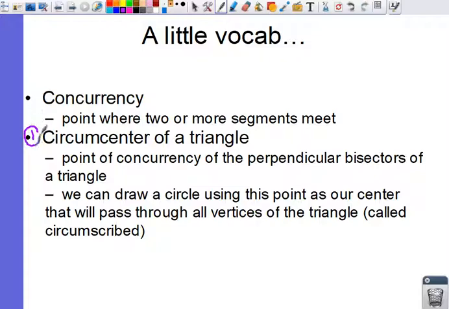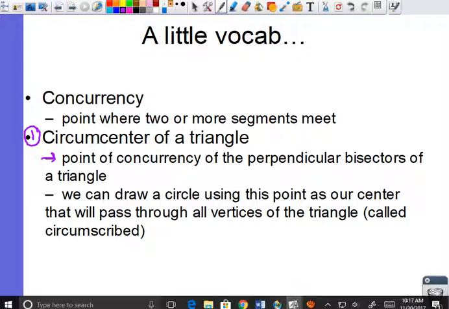This is the first center of a triangle. There's going to be four of them that we're going to study. So this would be a good time to remember what's going on with this. So, official definition that you probably should know, it's the point of concurrency of the perpendicular bisectors of a triangle. So we draw the perpendicular bisectors, and then we can use the point where they all meet to draw a circle, using that point as our center, that will pass through all the vertices of the triangle. It's called the circumscribed circle.